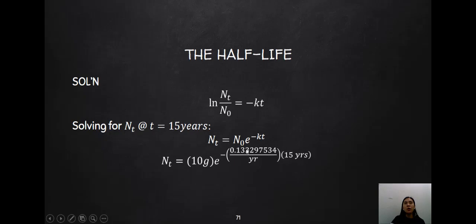So, just for our nuclear chemistry discussion, no rounding off. Such that if we try to calculate that, we will come up with an answer which is equal to 1.3541 grams. So, ibig sabihin, after 15 years, ang natira po doon sa 10 grams or na original amount natin is only 1.3541 grams.